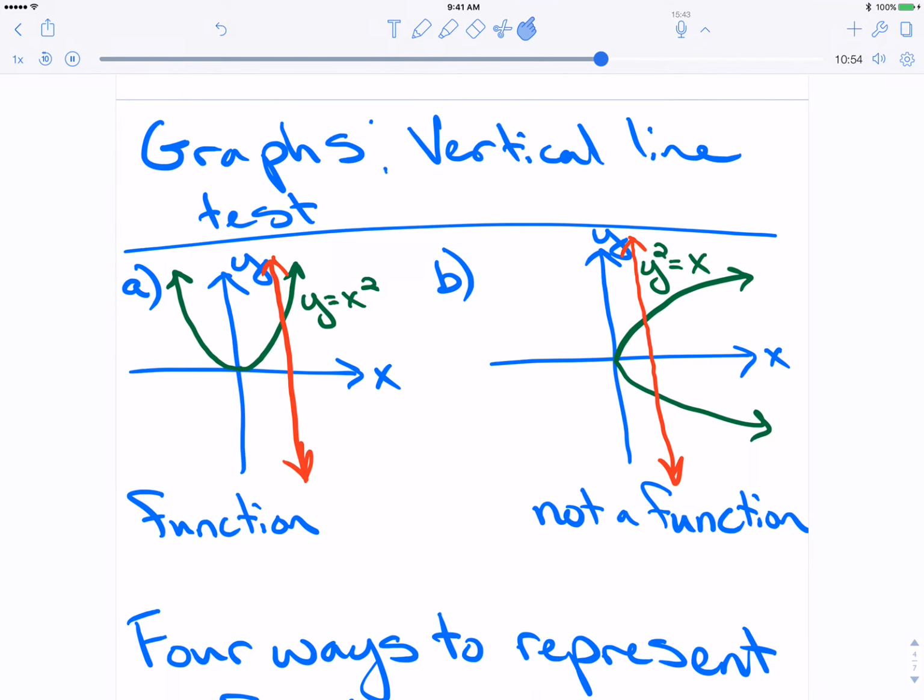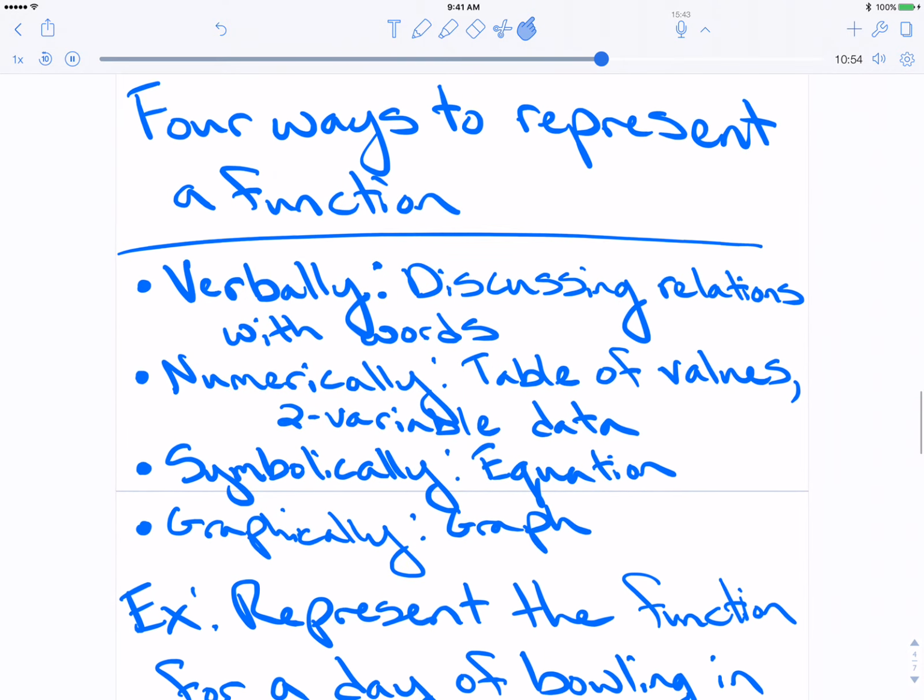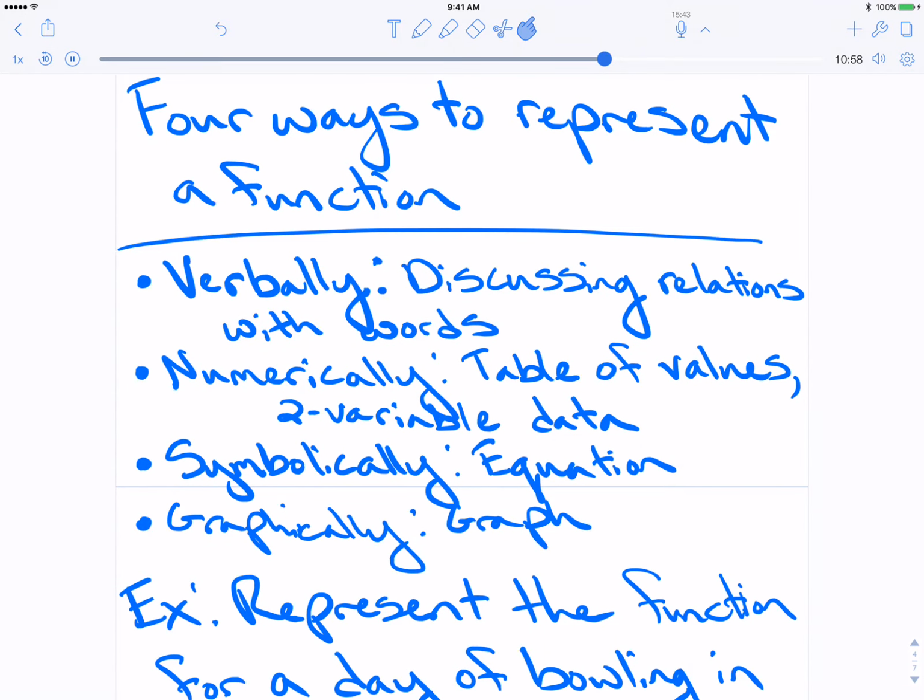The last topic in this section is 4 ways to represent a function. The first one is verbally, which is discussing the relations with words. Basically, you explain what the function is with words instead of with symbols or numbers. The second being numerically, where you construct a table of values or ordered pairs, you represent the 2 variable data. That's all you have for the function representation.